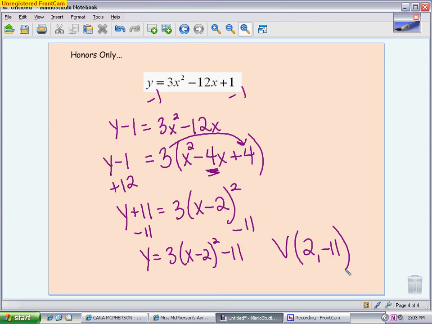I know this was a long video, but completing the square has a lot of little pieces, and it really helps to practice to make sure you really know what you're doing when it comes time to take a test.